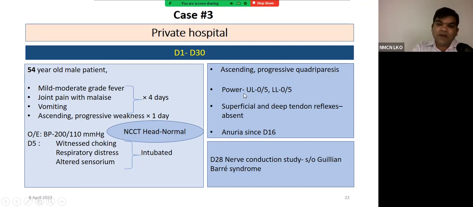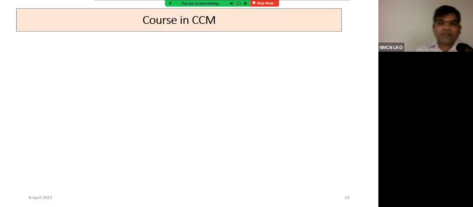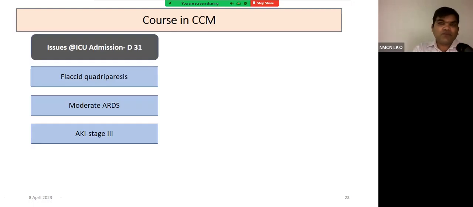On examination, the patient had power in upper limb and lower limb 0/5 with absent superficial and deep tendon reflexes. The patient became anuric on day 16. In view of ascending progressive quadriparesis and absent motor and sensory reflexes, on day 28 a nerve conduction study was done, which was suggestive of Guillain-Barré syndrome. But there was no resolution in symptoms. So on day 31, the patient was shifted to our department with flaccid quadriparesis, moderate ARDS, and acute kidney injury stage 3. At the time of admission, SOFA was 11 and FHA was 28.